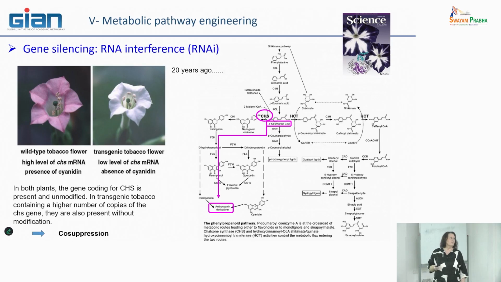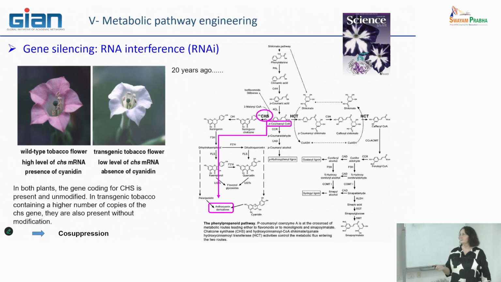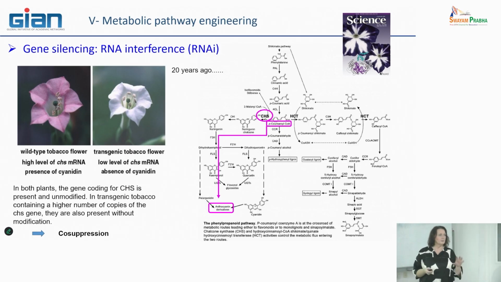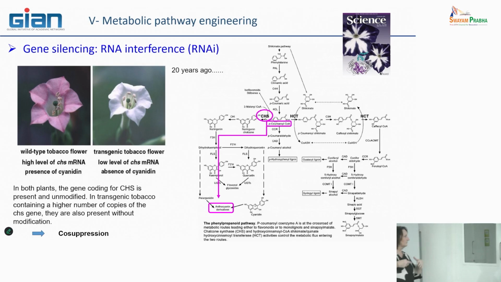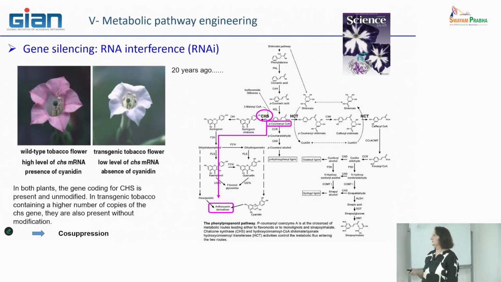I don't know if you have ever heard about this story. It was the story of Petunia. The idea was that these flowers are naturally quite pink, and people wanted to increase the amount of anthocyanin in the petal in order to have a stronger color of pink, up to violet, to have different varieties of this plant.